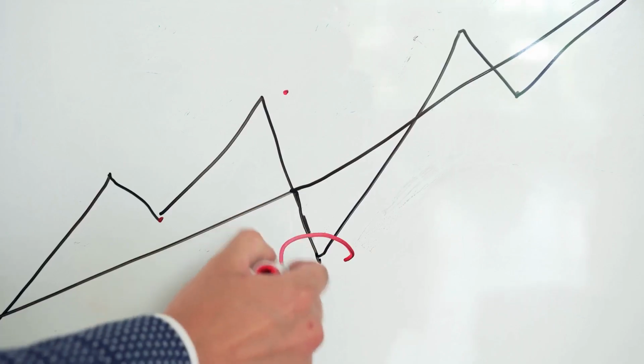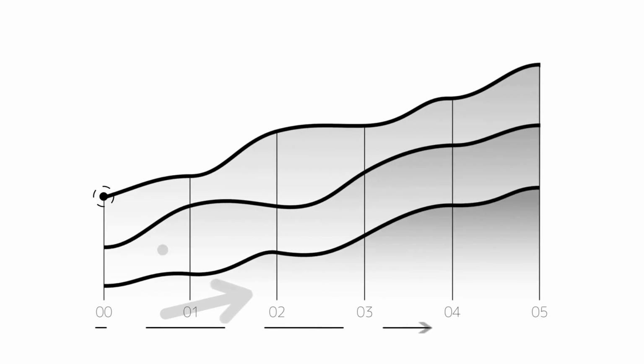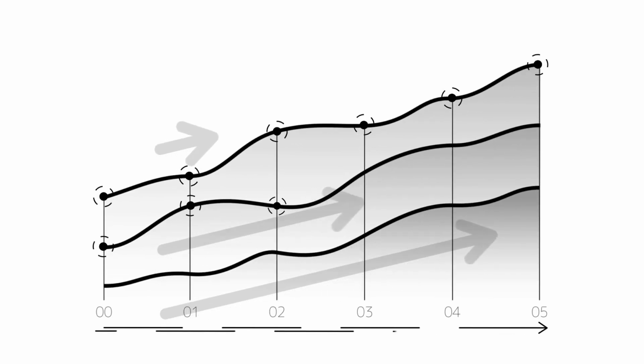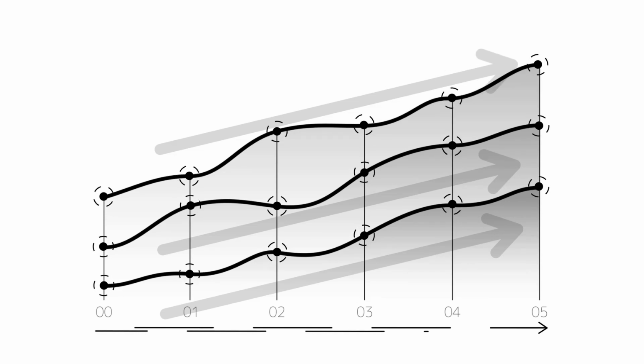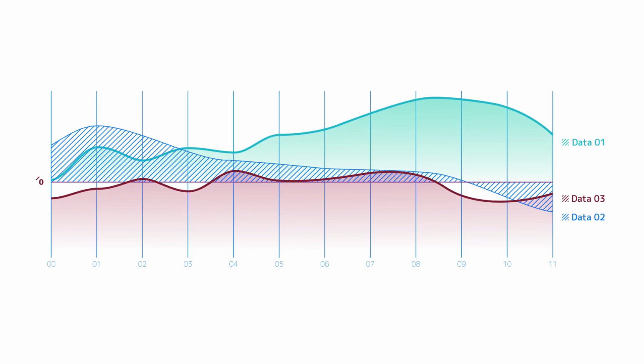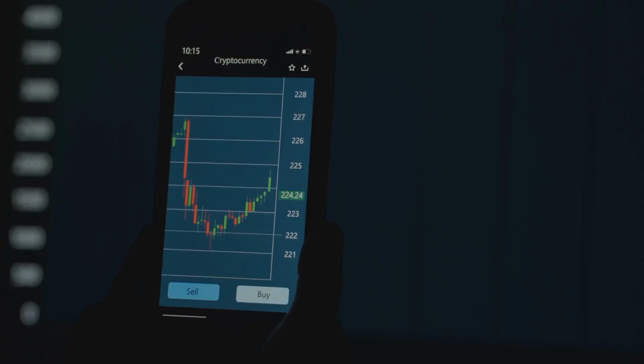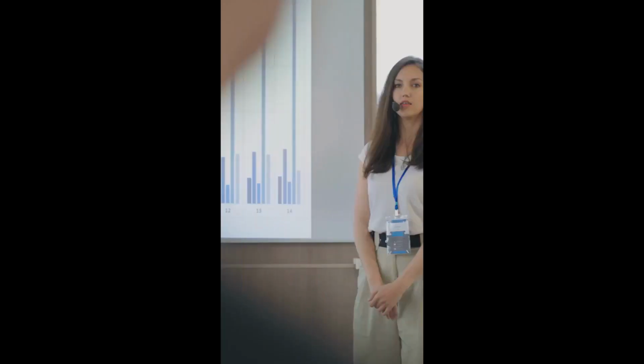The Sahm Recession Indicator signals the start of a recession when the 3-month moving average of the national unemployment rate, also known as U3, rises by half a percentage point or more relative to the minimum of the 3-month averages from the previous 12 months. But what exactly is the Sahm Rule?